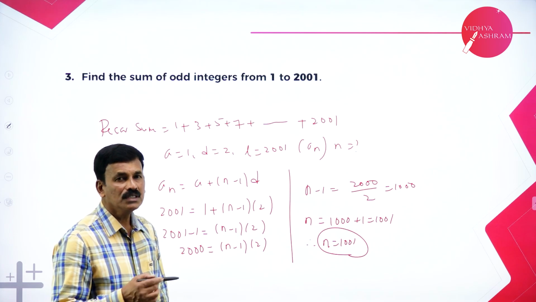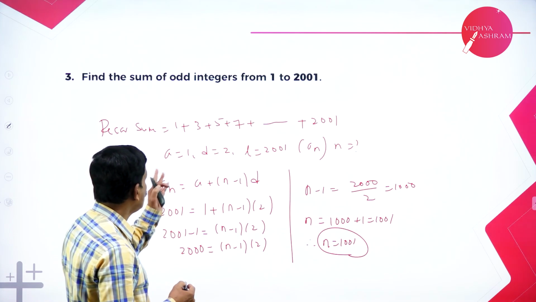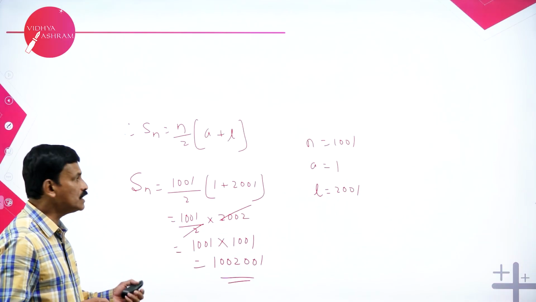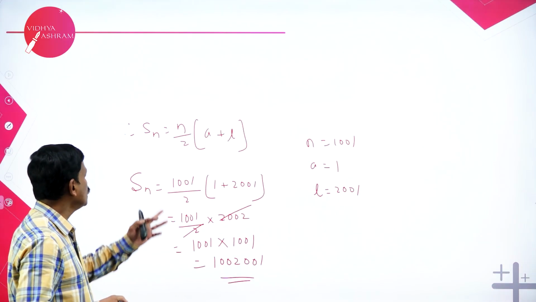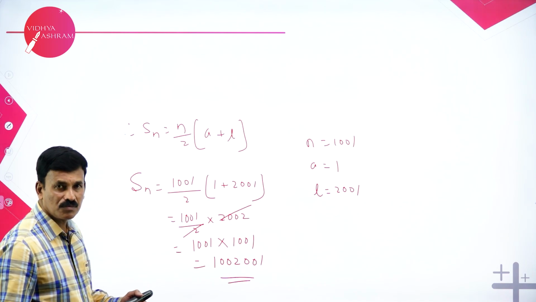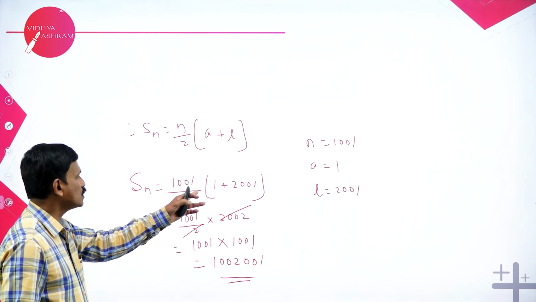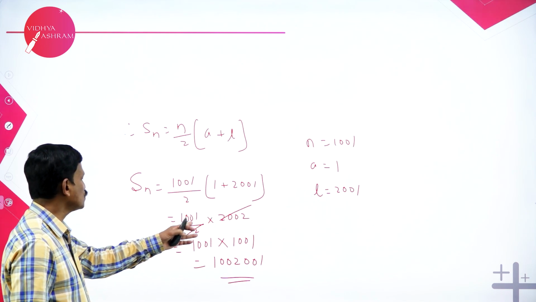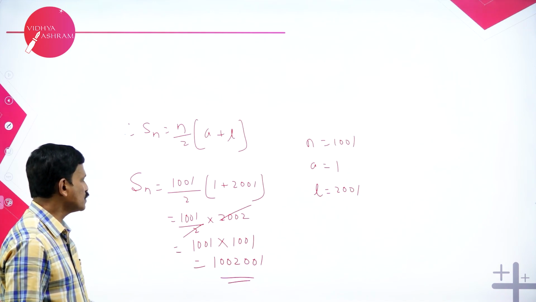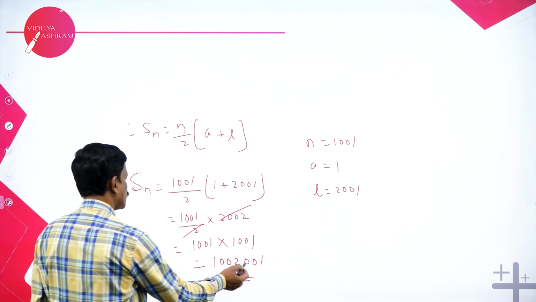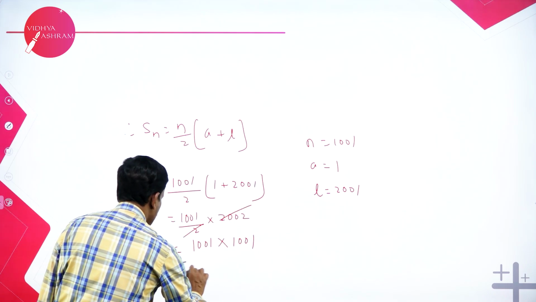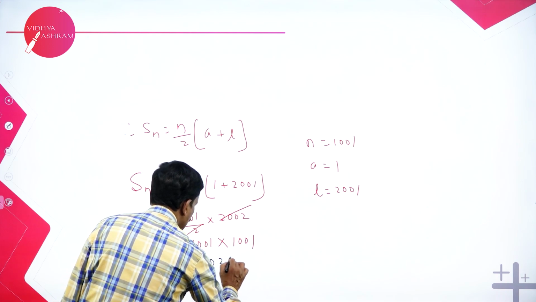Now what is to be found? Sn, the sum of the odd numbers from 1 to 2001. What is the formula? Sn is equal to n by 2 into a plus l. n is 1001 by 2 into a is 1, l is the last term 2001. So 2001 plus 1 is 2002, divided by 2 is 1001. So 1001 into 1001 is 1,002,001. Therefore the required answer is 1002001.